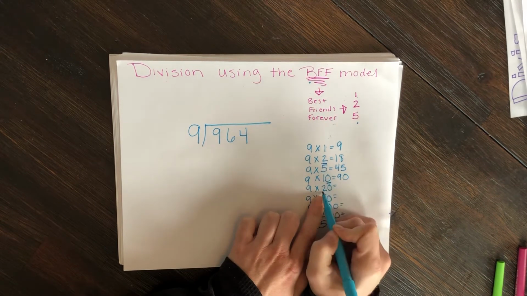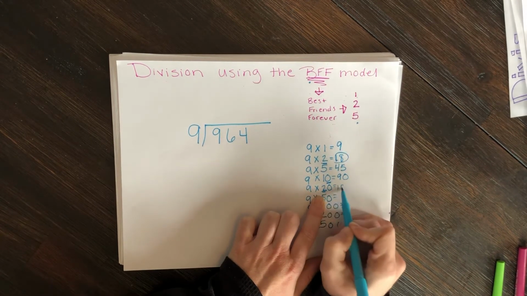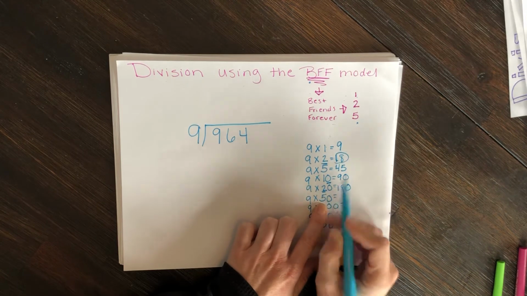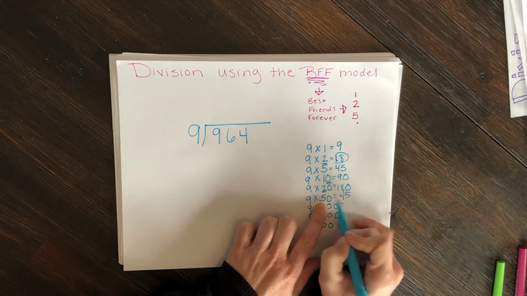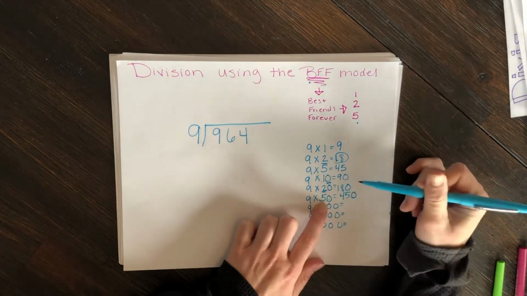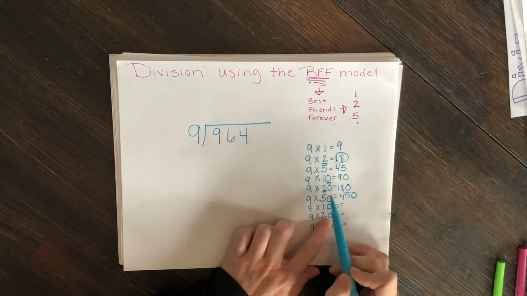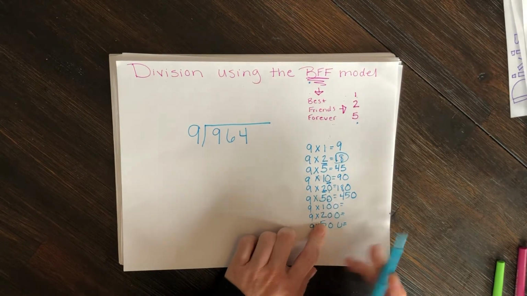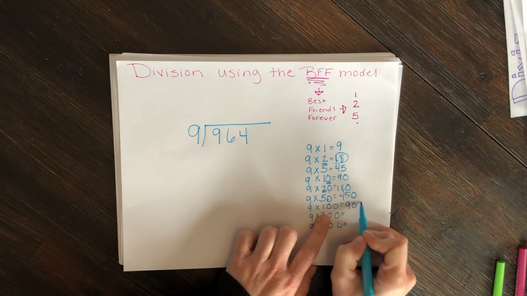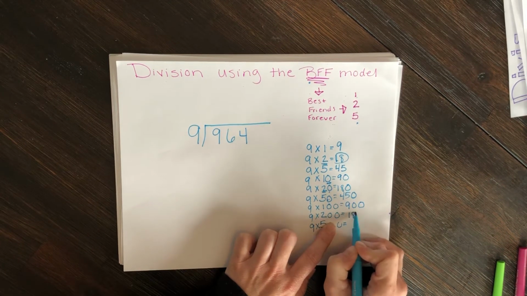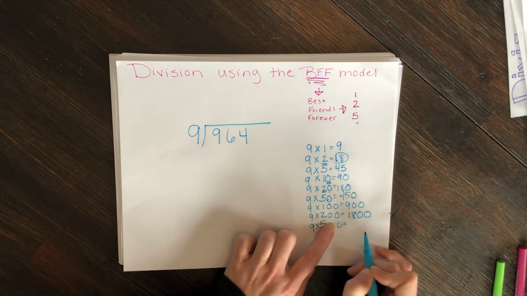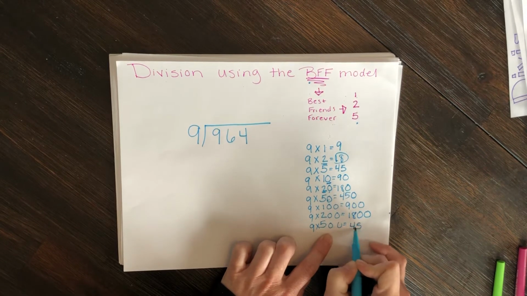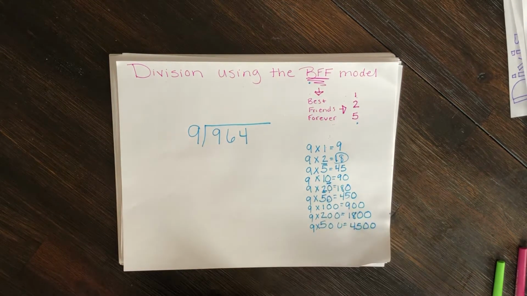Here's your 2. You take your 2, you get 18. So you add 1 0. 9 times 5 is 45, but I have 1 0 I need to add. So since we added 1 0 here, because there's 1 0, here we're going to add the 2 zeros. So this would be 900. This would be 18, but 2 zeros this time. This would be 45 and 2 zeros.